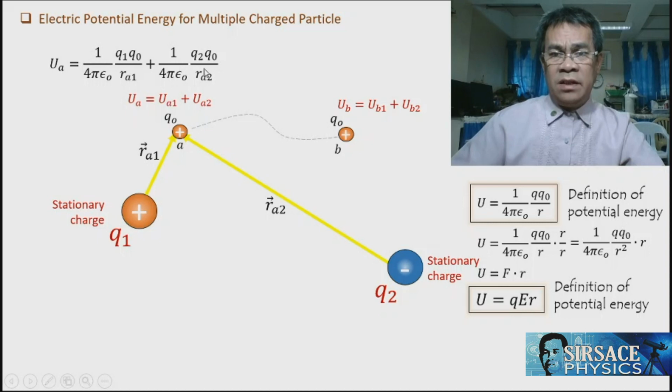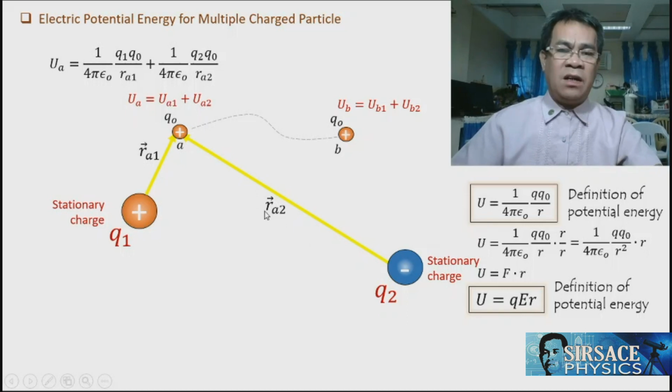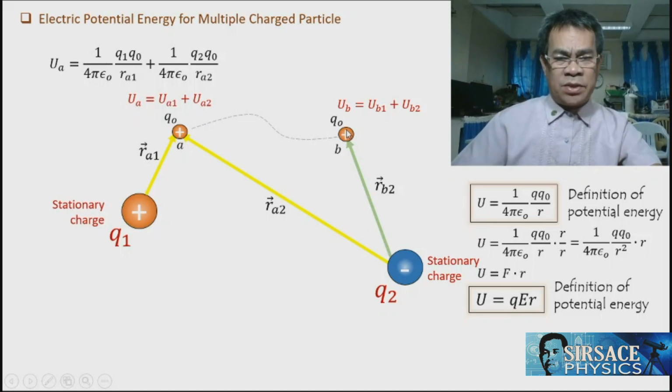Then add 1 over 4 pi permittivity times Q2, because this is charge 2, multiplied by the Q naught that is moving, divided by the position of A away from charge 2. So this one is the RA2. That's it. Now, for the final, we need the position of B away from charge 2 and the position of point B away from charge 1.